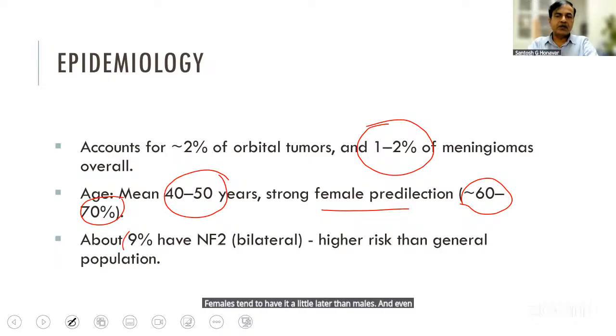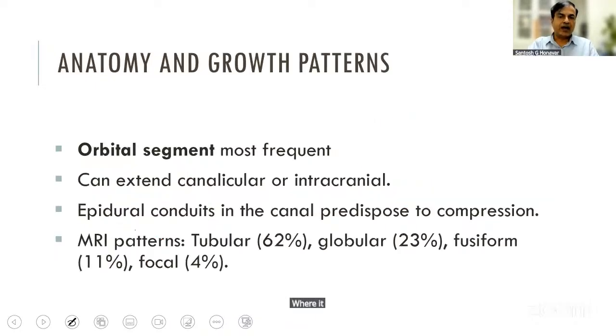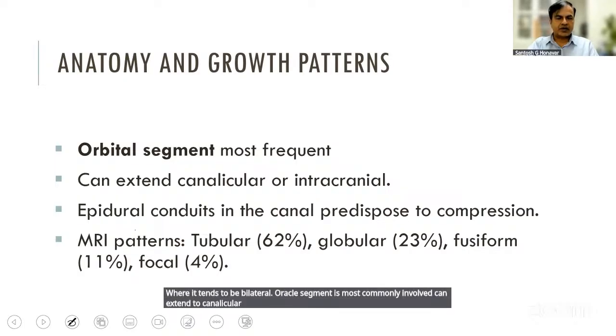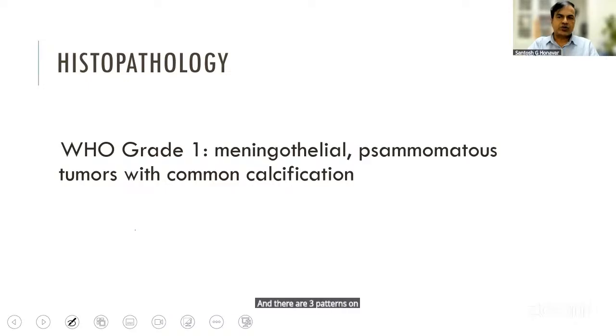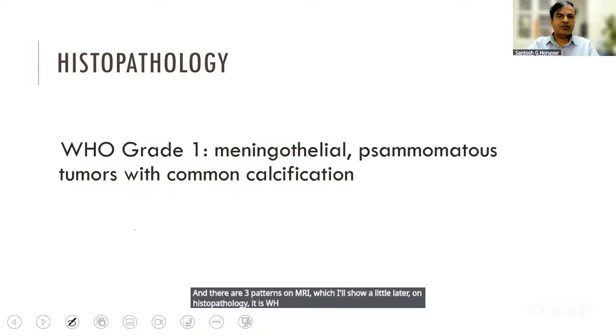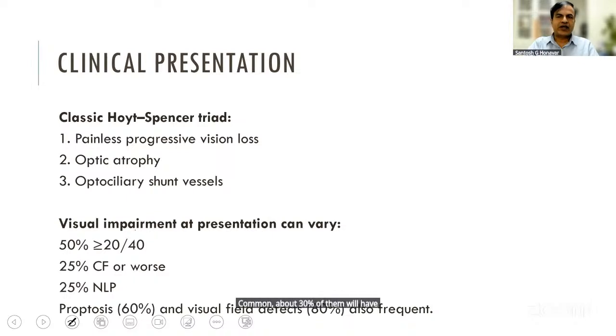And even here, about 10% of them would have NF2, where it tends to be bilateral. Orbital segment is most commonly involved, and it can extend to canalicular or intracanalicular segments. And there are 3 patterns on MRI, which I'll show a little later. On histopathology, it is WHO grade 1 meningothelial psammomatous tumors, and about 30% of them will have manifest calcification.